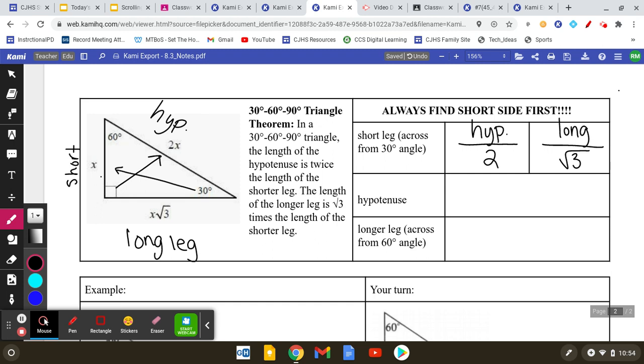Okay? So if you have the short leg, how do you figure out what the hypotenuse is? How do I go from the short leg to the hypotenuse? Times 2. Good. So this would be the short leg times 2, or 2 times the short leg.